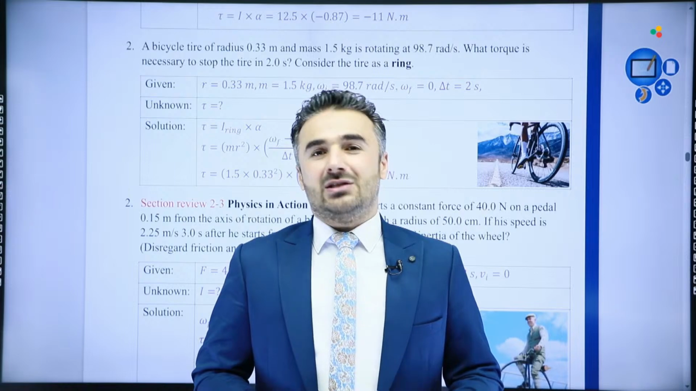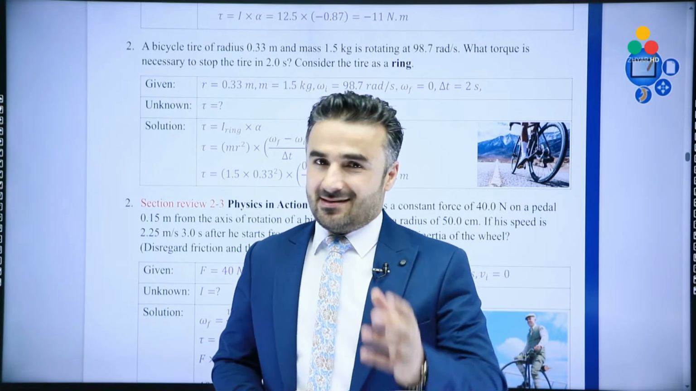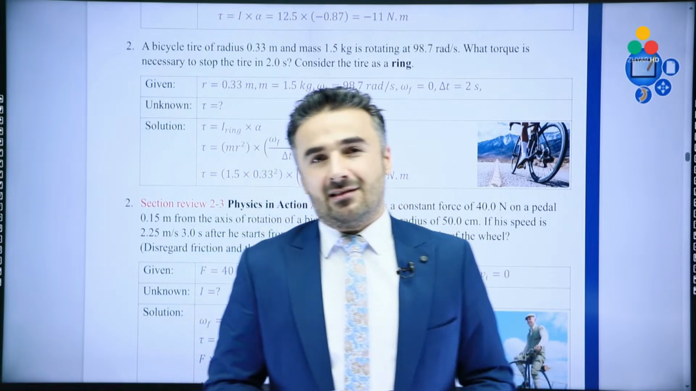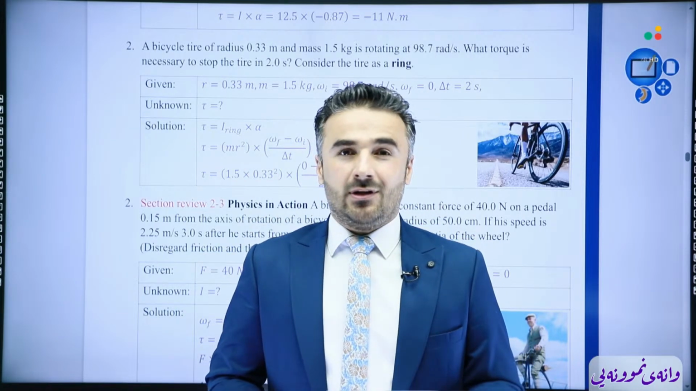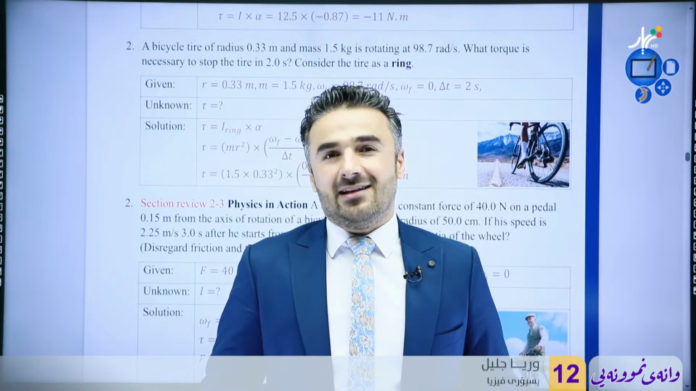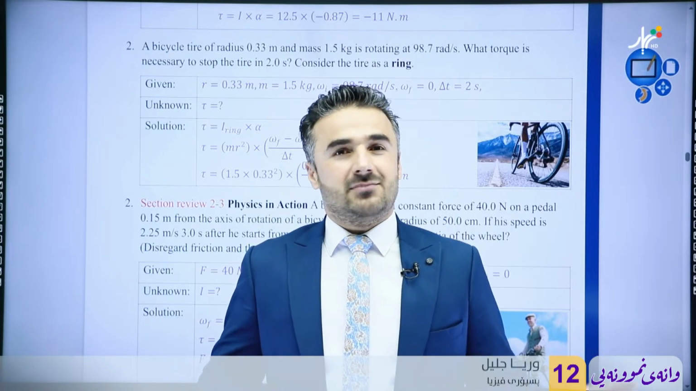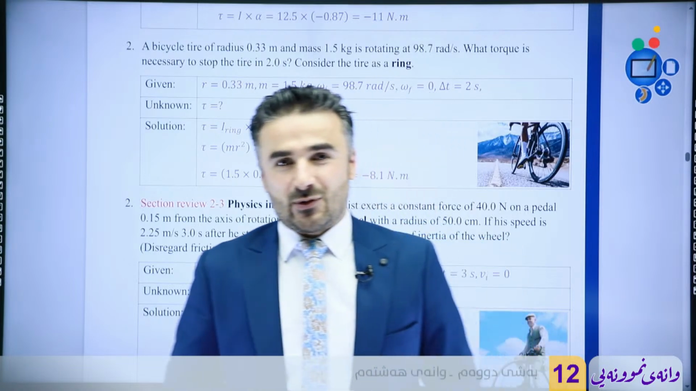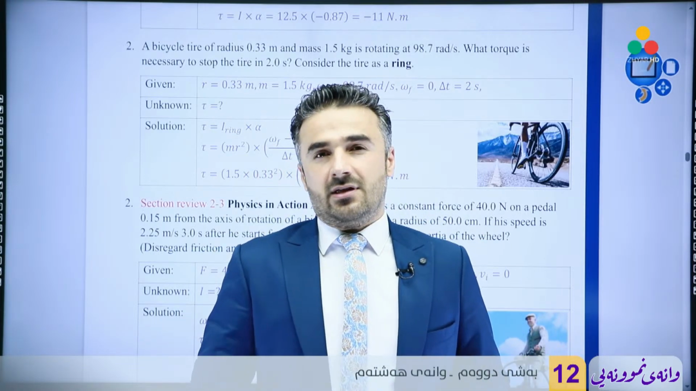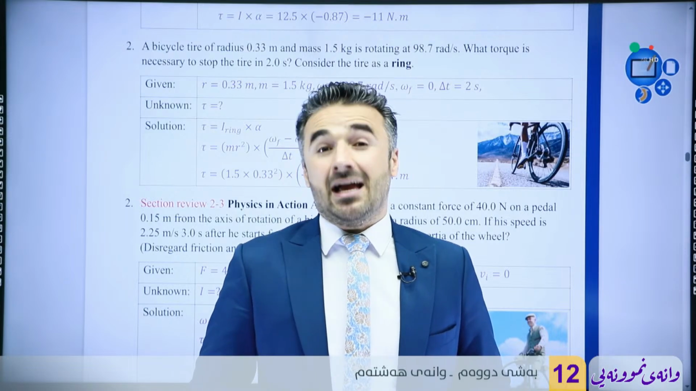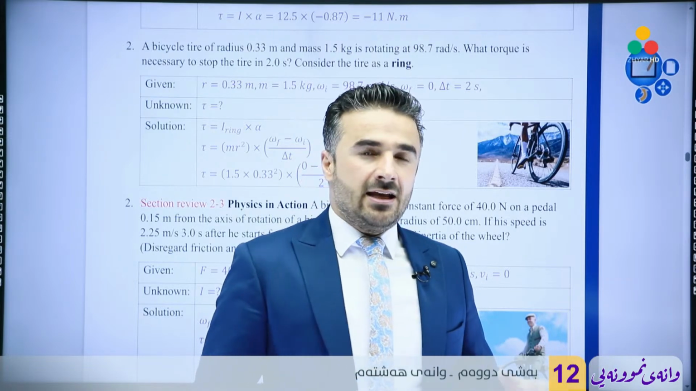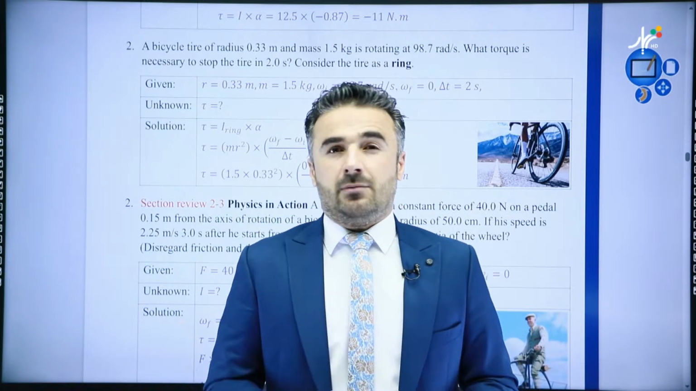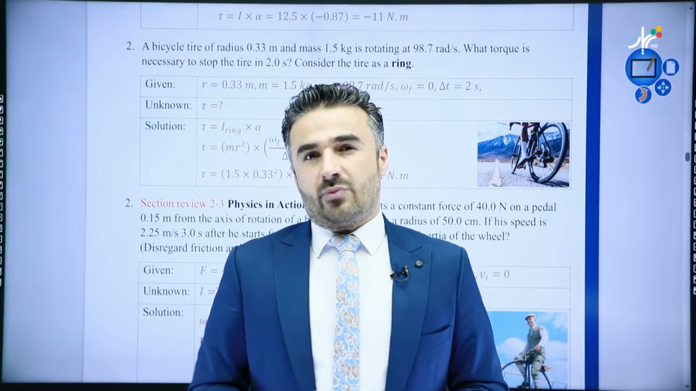In the previous lesson, we talked about Newton's second law in rotational motion. Do you remember what Newton's second law in rotational motion was? It was net torque equal to moment of inertia multiplied by the angular acceleration. We've said that in translational motion, force equals mass times acceleration. In circular motion, centripetal force equals mass times centripetal acceleration.